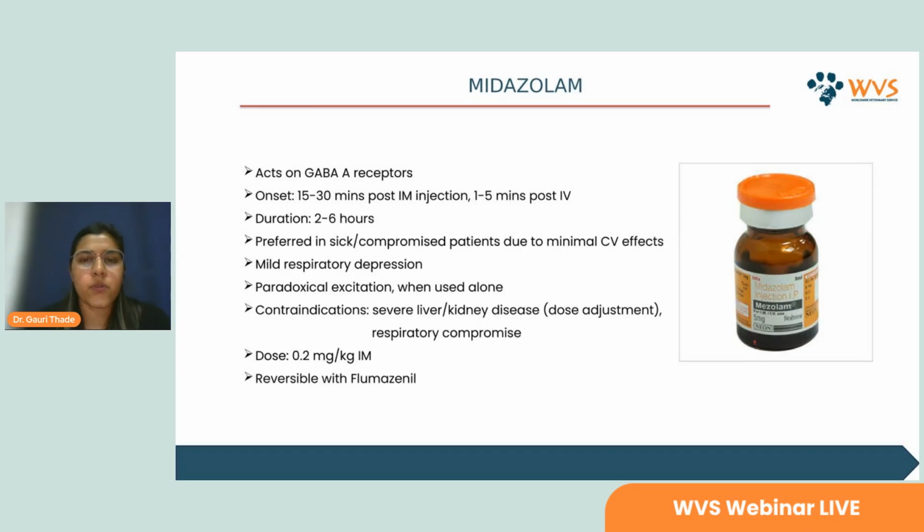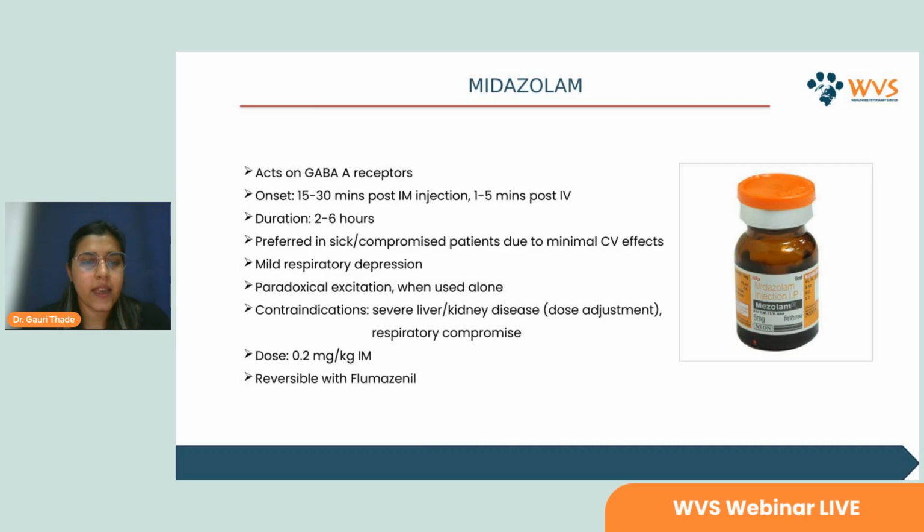Then we'll go to a benzodiazepine, which is midazolam. It acts on GABA A receptors. It is a sedative and a muscle relaxant. It is not an analgesic. Onset of action is around 15 to 30 minutes post intramuscular injection, and duration is around 2 to 6 hours.